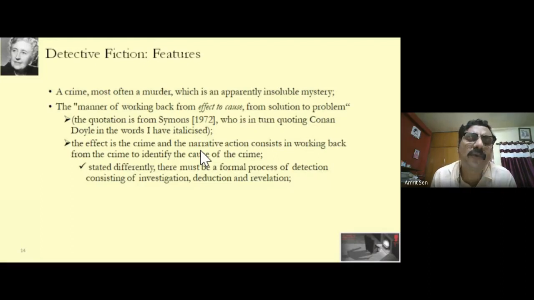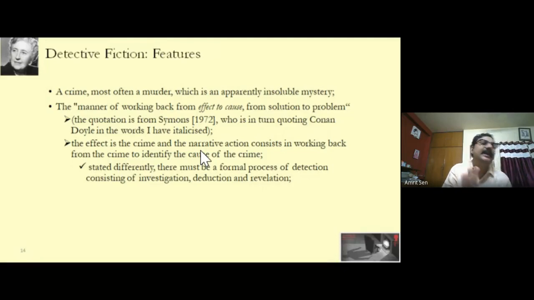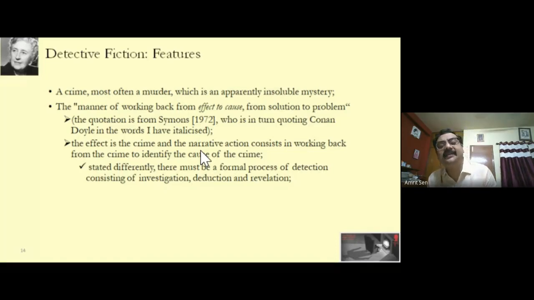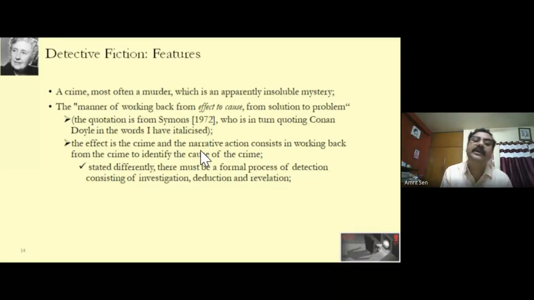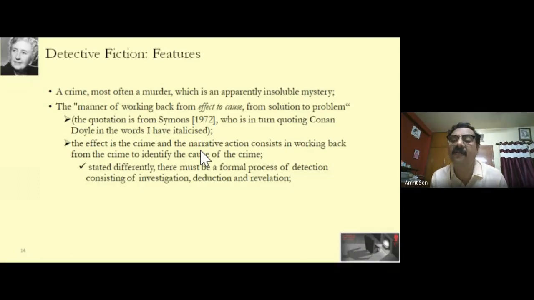এই কারণেই I have told you that detective fiction has two stories. One is the story of the crime, which is antecedent, মানে আগে ক্রাইমটা হয়ে গেছে. And the second is the story of the detection of the crime, which follows, and where the detective is the hero. In the story of the committing of the crime, the protagonist is the criminal. And in the story of the finding of the criminal, the detective is the hero. So these are the two narratives of detective fiction. And the effect is the crime, and the narrative action consists in working back from the crime to identify the cause and the perpetrator of crime. There must be a formal process of detection consisting of investigation, deduction, and revelation.